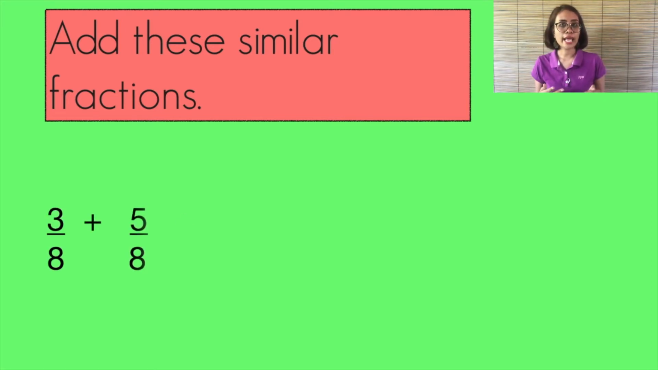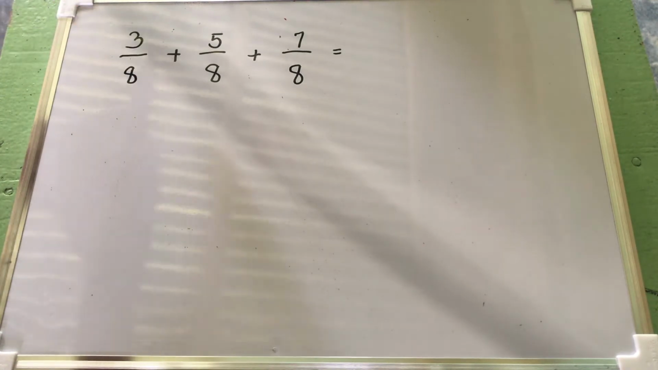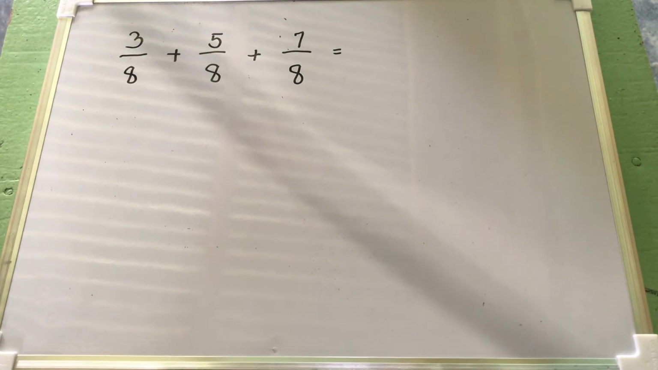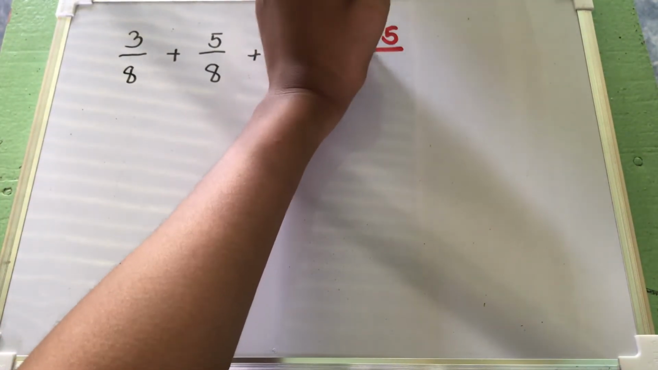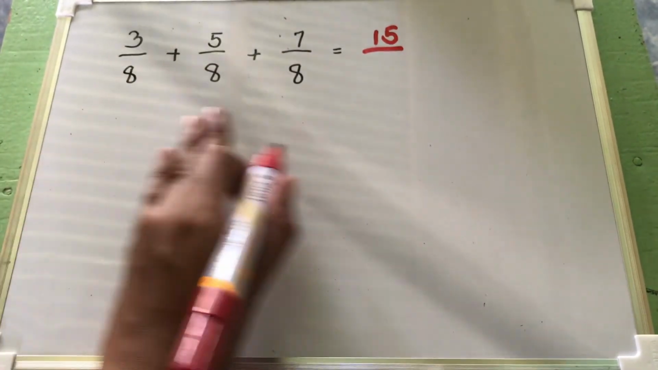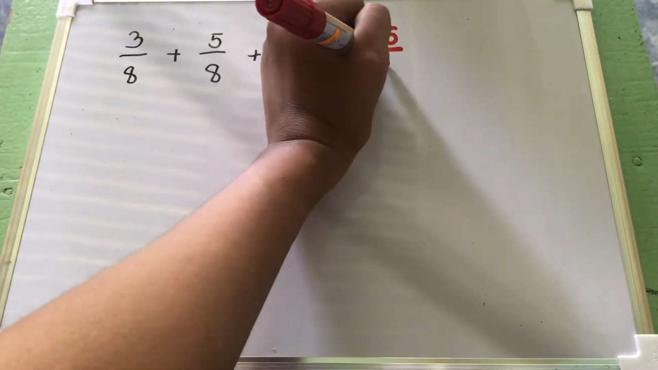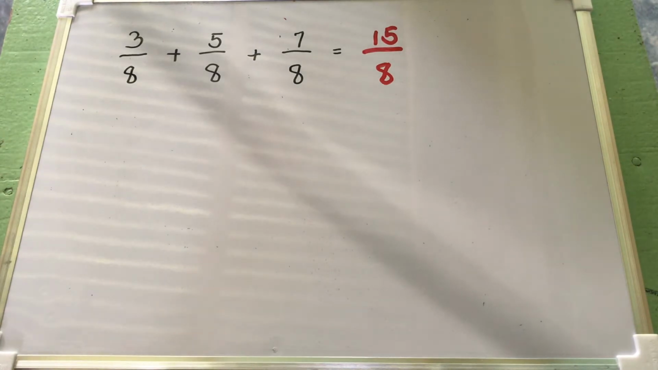So we have 3/8 plus 5/8 plus 7/8 equals blank. Let's try to solve this one. Now we will add these similar fractions. We will add the numerators first. 3 plus 5 plus 7 equals 15. So we will write 15. And since these are similar fractions, we will just copy their denominators, which is 8. So we have here 15 over 8.